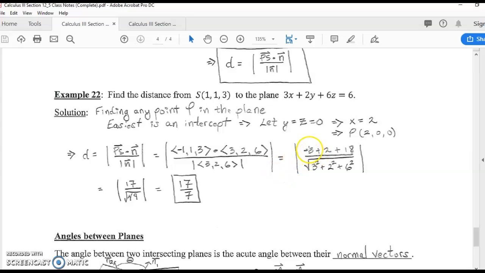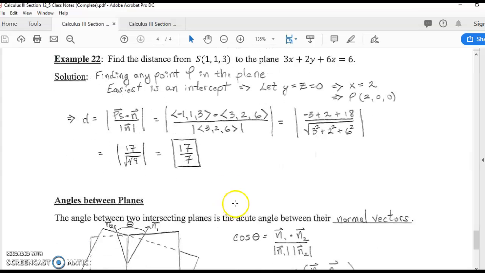So when I take the dot product, I get minus 3 plus 2 plus 18. Remember, minus 1 times 3 plus 1 times 2 plus 3 times 6. Divide that by the length of the vector 3, 2, 6, our normal vector, which is the square root of 3 squared plus 2 squared plus 6 squared. This all simplifies to 17/7. So the distance that the point S, which has coordinates 1, 1, 3, is to the plane is 17/7.